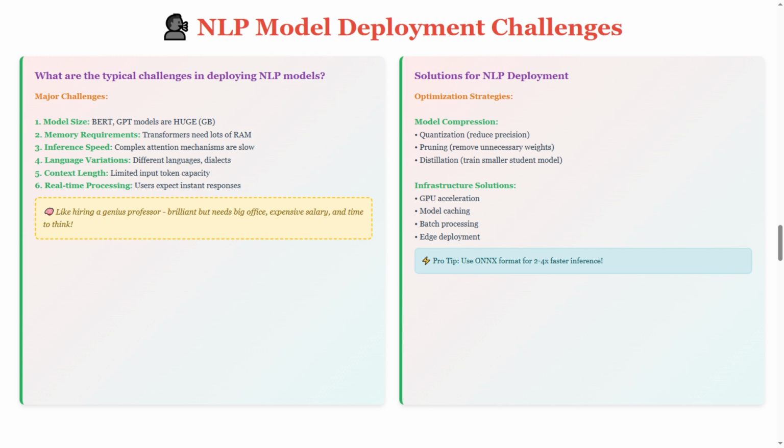Optimization strategies include model compression through quantization to reduce precision, pruning to remove unnecessary weights, and distillation to train smaller student models. Infrastructure solutions involve GPU acceleration, model caching, batch processing, and edge deployment. The tips section advises: use ONNX format for 2 to 4 times faster inference.